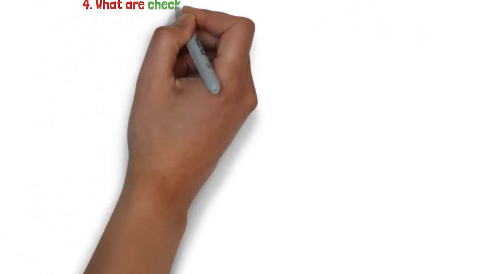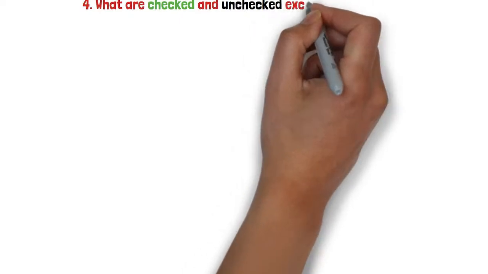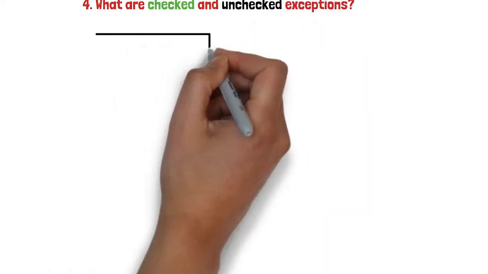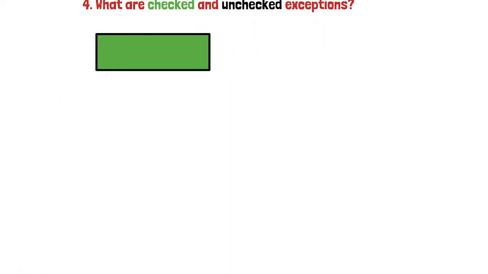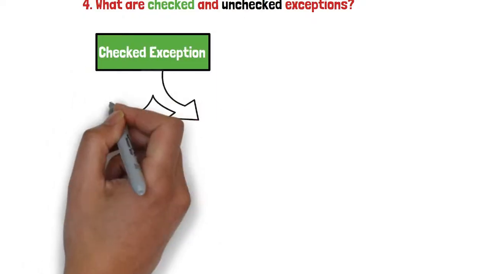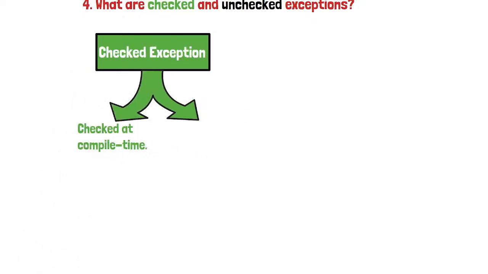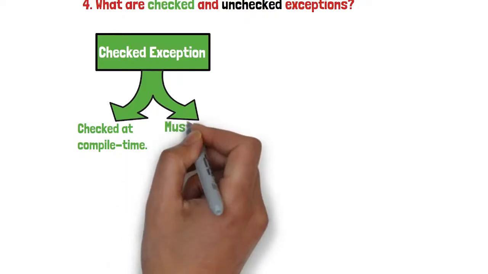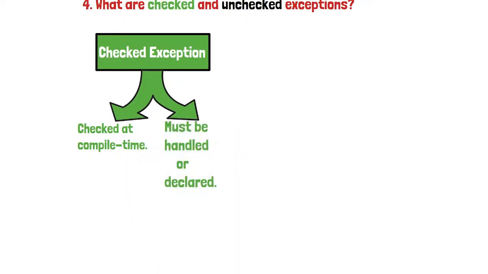The next question is: what are checked and unchecked exceptions? Basically, checked exceptions are those checked at compile time and must be handled or declared. For example, here we are using FileReader to read a file, and if you have not handled it, it will give an error, because it is checked at compile time.